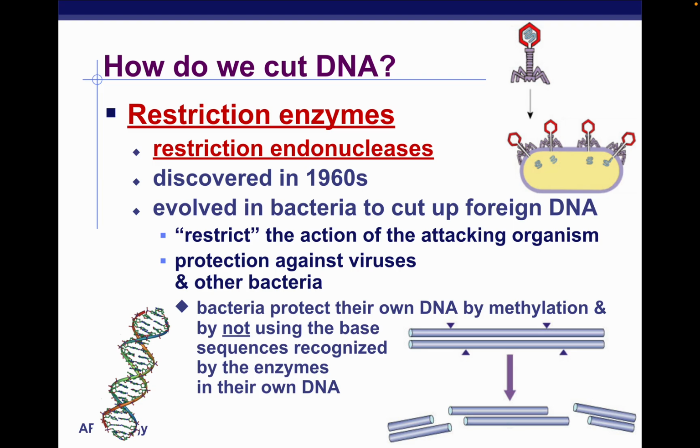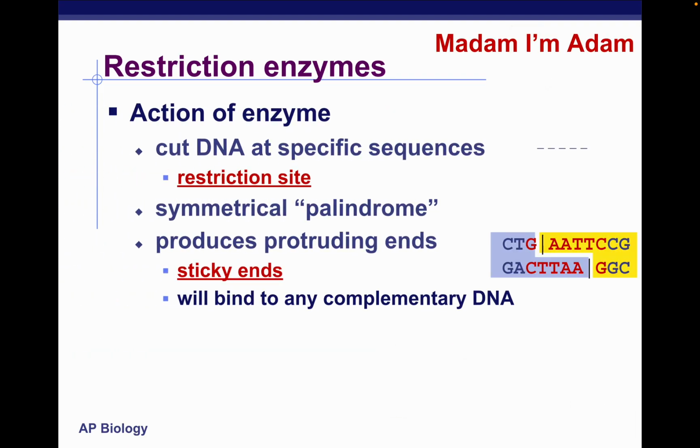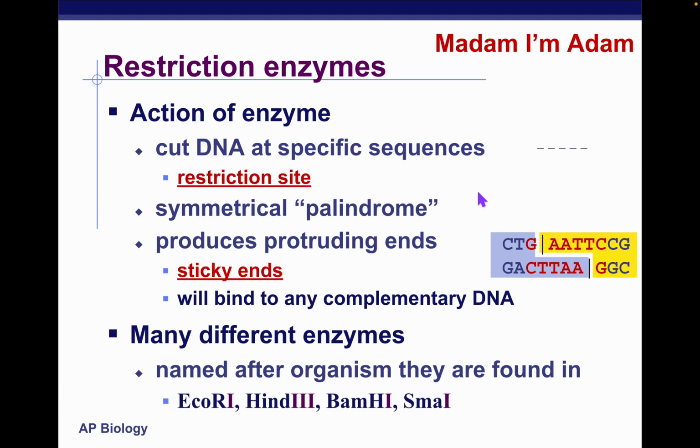And you're going to learn about CRISPR. CRISPR-Cas9 is a form of a restriction enzyme, right? So the bacteria protect their own DNA, right? So they cut at specific sequences. We call them restriction sites. They're symmetrical palindromes. So if you take a look here, it's GAATTC, GAATTC. So this particular enzyme that we're looking at will cut in between the G and the A at this location. There's many different enzymes that we use.